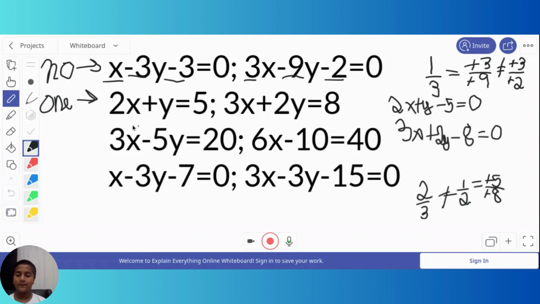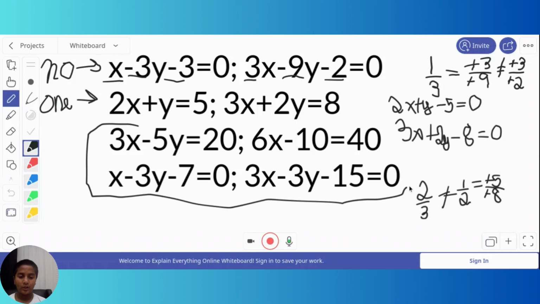Now I'm going to leave these two problems in the description box for you guys to answer, and I will also leave the answers in the description box. Just please make sure you don't cheat and solve those first two equations, and then you see the answers at the bottom.